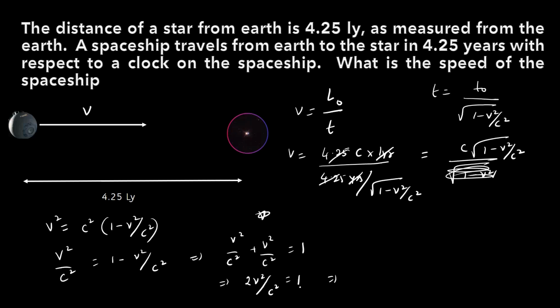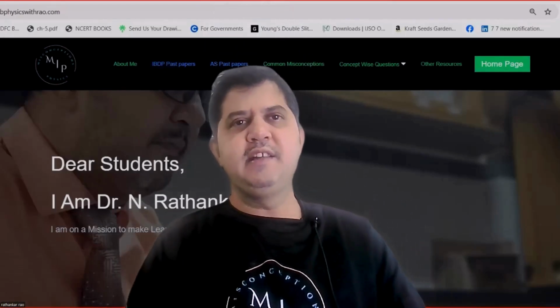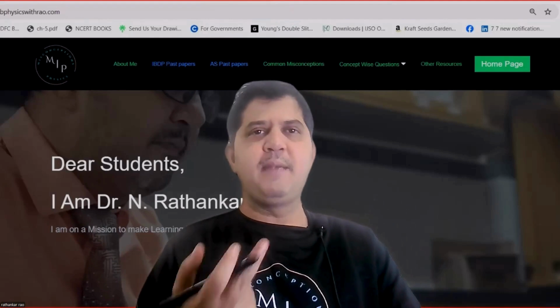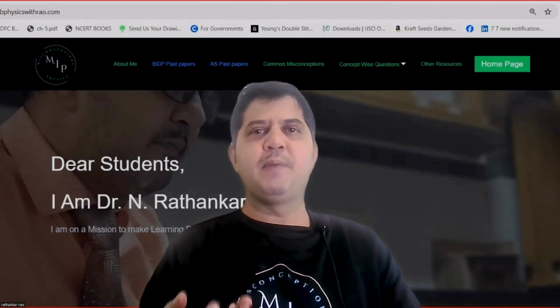What do I need? I need to get the value of v. So v square should be equal to c square by 2, so v should be equal to c by root 2. That's it. Things appear to be very simple when you start solving it. The only thing is, in all these problems related to time dilation, length contraction, and so on, you just need to know where to apply which one.